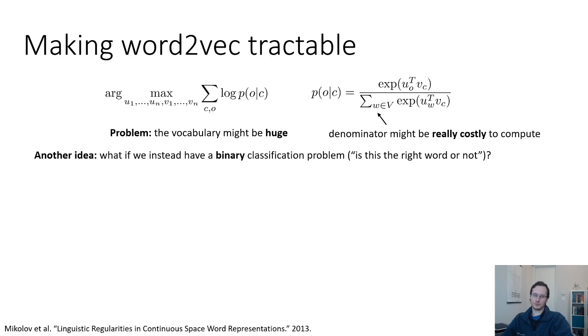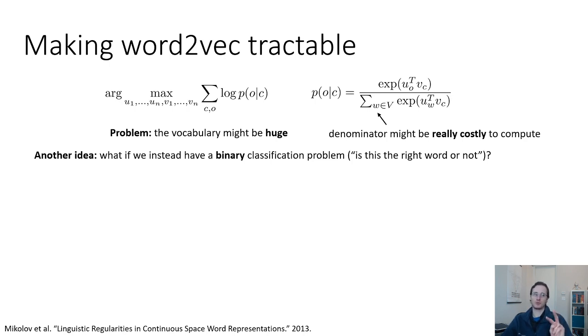So another idea, which is a little bit more complex, but turns out to get rid of this problem, is to instead set this up as a binary classification problem. So instead of asking what is the probability that this word is a context word for C, as opposed to any other word, you could instead ask what's the probability that this word is right or wrong. It's basically a binary classification problem. True if this is a good word, false if it's not the context word.